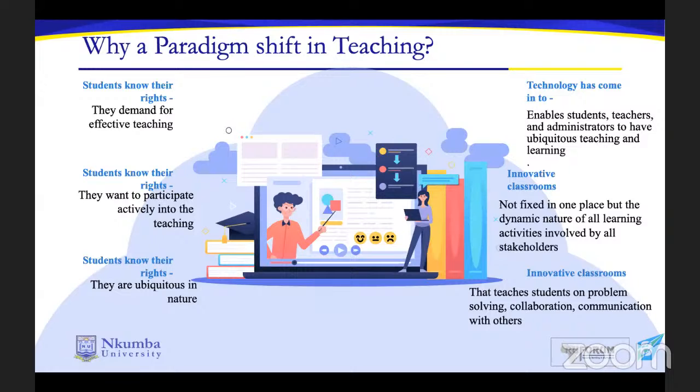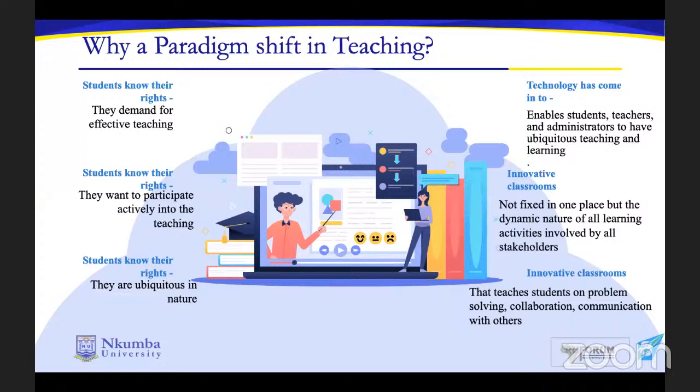We are seeing students who know their rights today, and therefore they demand effective teaching. Once they see other institutions using E, they will come and request to be also taught using E. Students want to participate actively in their teaching. The past where they were there as recipients is no more. They want to be there and construct knowledge.